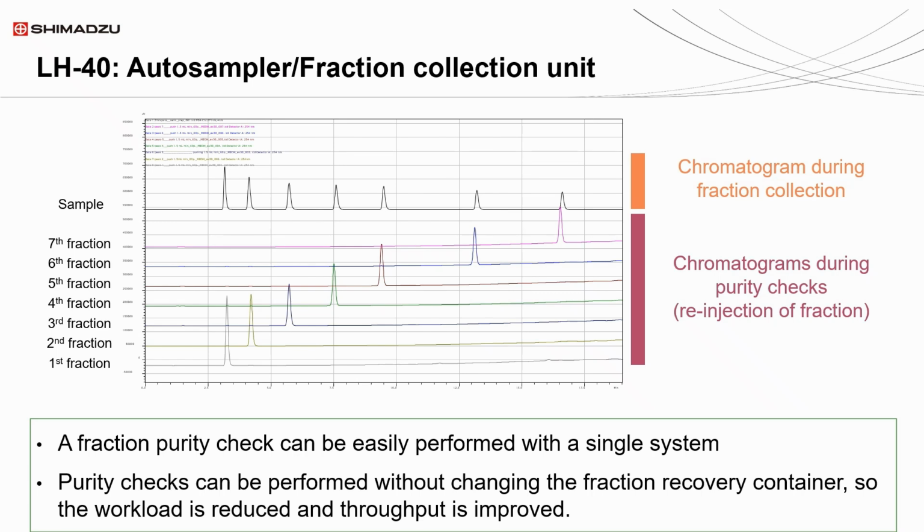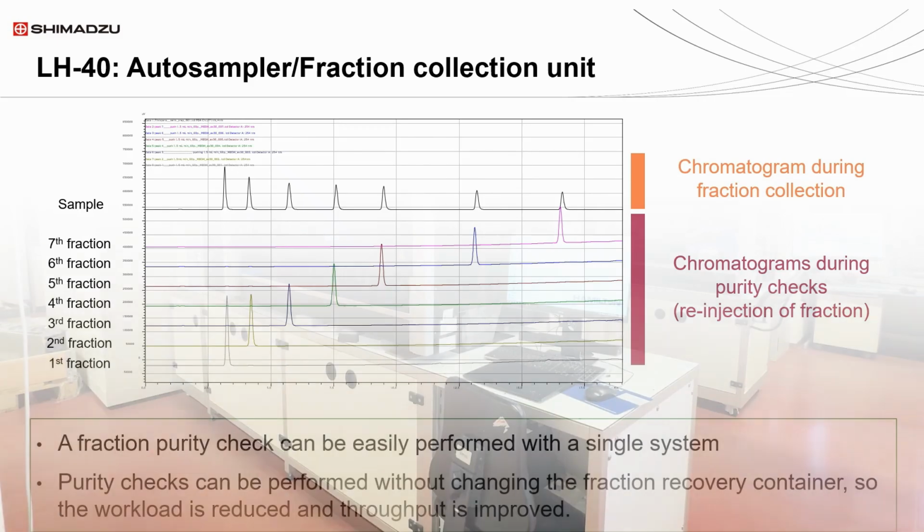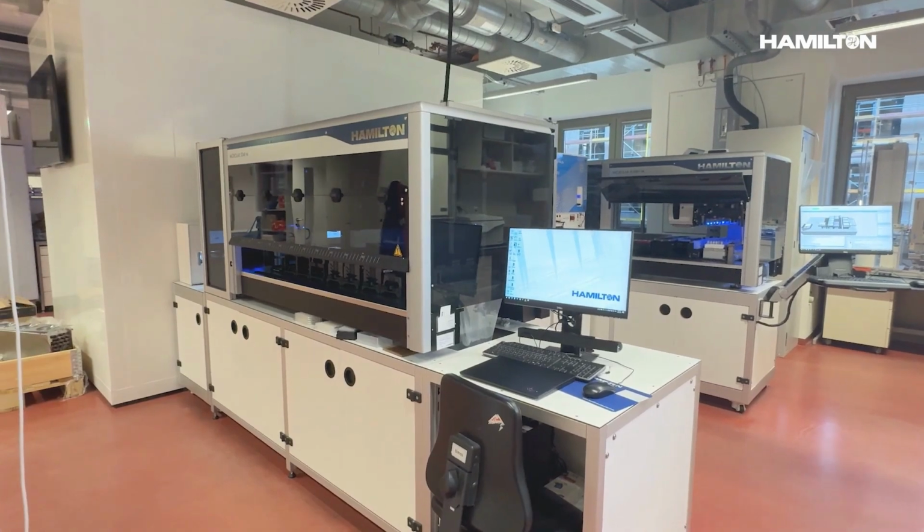This allows for increased throughput and reduced workload as the purity check can be done without changing the fraction recovery container. The diagram above shows the purity comparison of the individual components, shown as various colors, to its total sample, shown as black. Overall, the LH40 is the ultimate option to suit all the needs of a chemist in their preparative work.